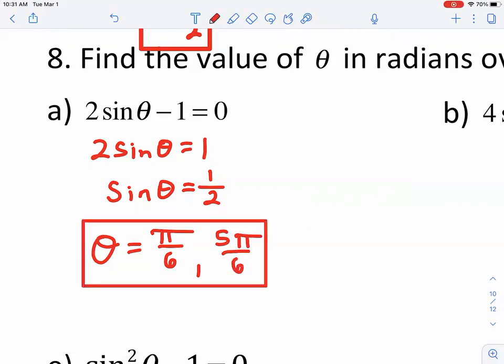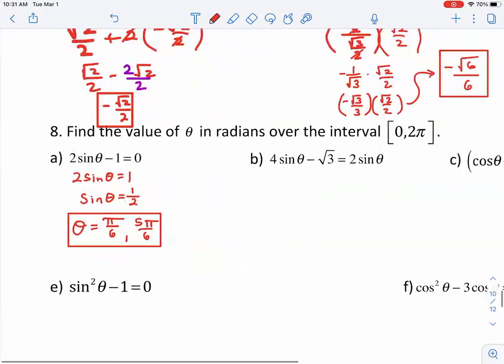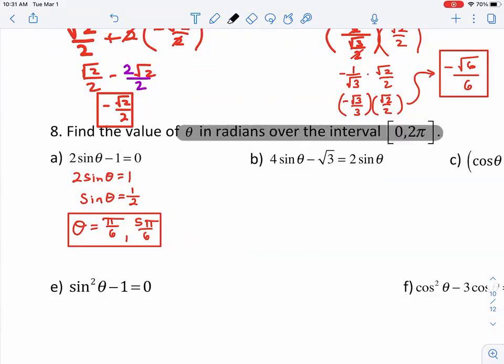Those are my two values for theta. Now notice the direction said, over the interval from 0 to 2 pi. So that means just one loop around the unit circle. And because we could keep going around and do like 2 pi plus pi over 6, like 13 pi over 6 would be another answer, but that would be more than one loop around the unit circle. So we're just adding in some algebra now and then applying some of these trig functions.